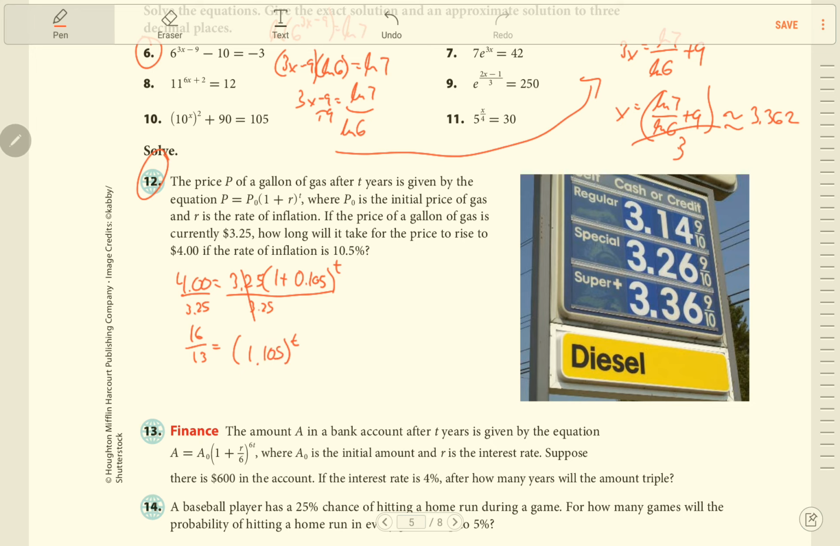And then we are going to use a logarithm. In this case, I'll use log, log base 10. So I'll do log of this side equals log of this side. Again, using properties of logarithms, we can bring that t out front. So we end up with log of 16/13 equals t times the log of 1.105, and then divide both sides by the logarithm here to get the t by itself.